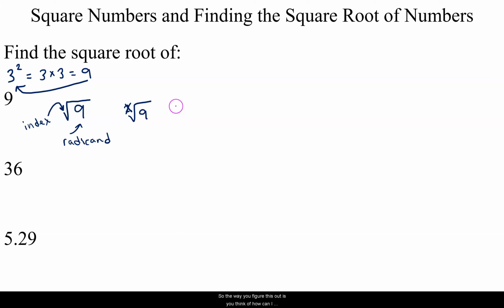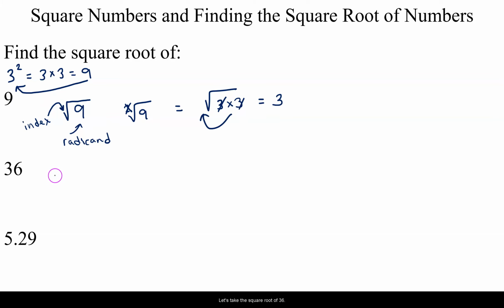So the way you figure this out is you think of, how can I make 9 by multiplying together different numbers? And we'll get into this more in later videos. We know that 9 is 3 times 3. So if you're going to take the square root of a number, what you need to do is take out numbers 2 at a time. So we have 2 3's. We can pull those 3's out from underneath the radical. And we don't have anything left underneath the radical. So the square root of 9 is 3.